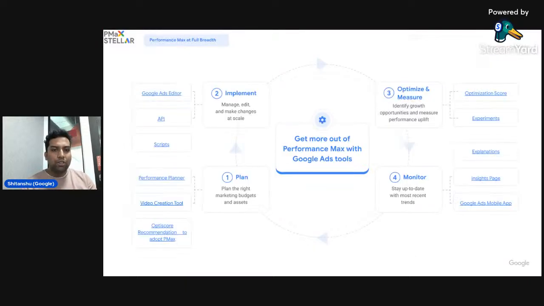Now, how do you optimize your campaign? If you look at the life cycle of a Performance Max campaign, or for that matter any campaign, you plan, you implement, then you optimize and measure, and then you monitor. Thankfully, Google has solutions across all these four stages. So you have solutions that help you plan, as I talked about Performance Planner earlier, you have the video creation tool and so on and so forth. Similarly, you have tools during implementation. You have tools that support optimizing and measuring the success of your campaign, and there are tools within the Performance Max campaign that help you monitor your existing Performance Max campaign.